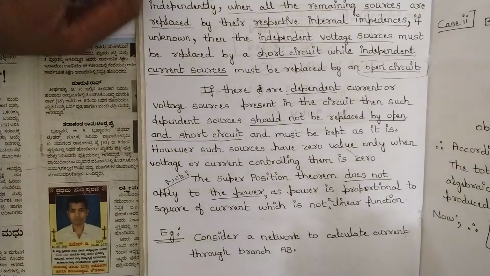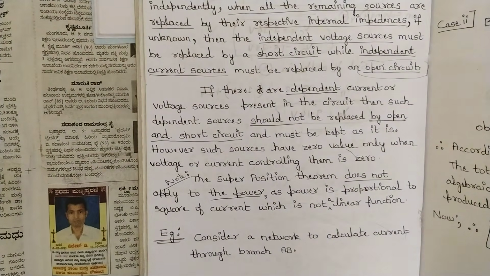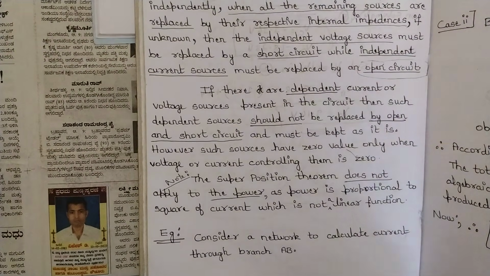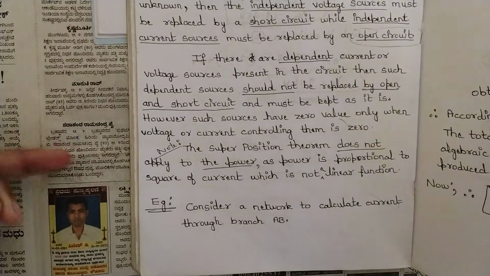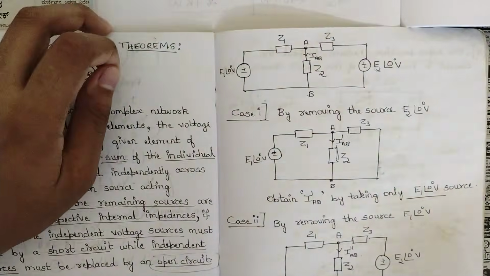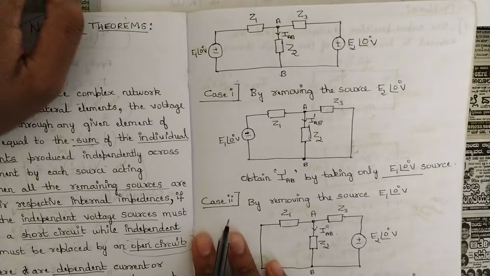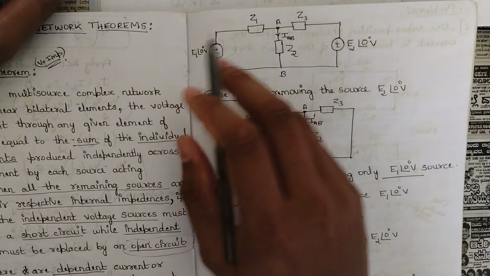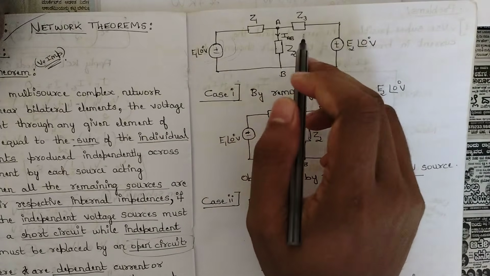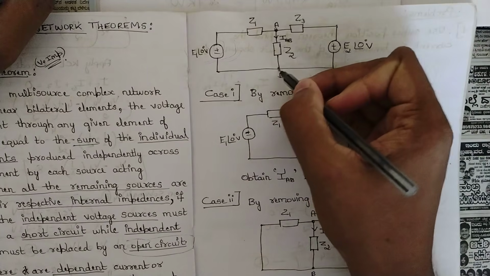Okay. So now let us analyze this statement with one simple proof in order to make the superposition theorem very clear. This proof also carries marks. Example: consider a network to calculate the current through the branch AB. This is a simple network with one voltage source, any value you can consider, and these are the three impedances. And they have asked us to calculate the current through this branch AB.